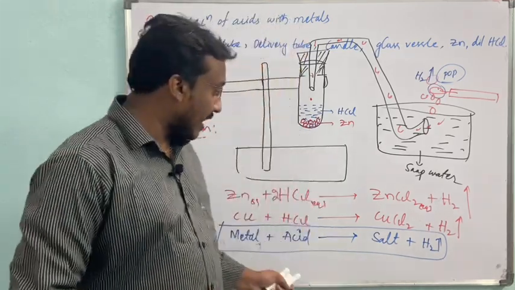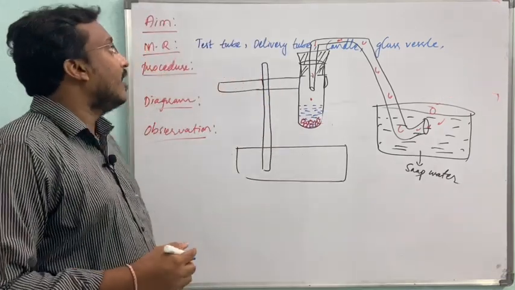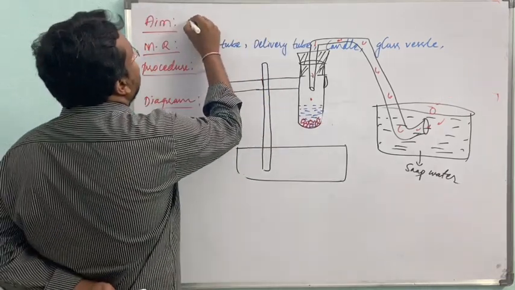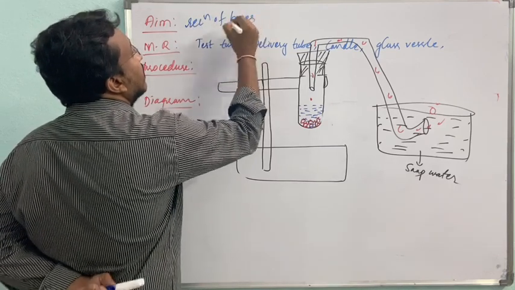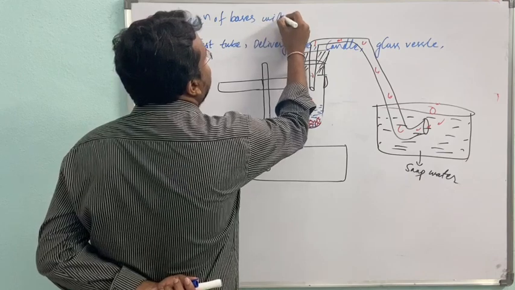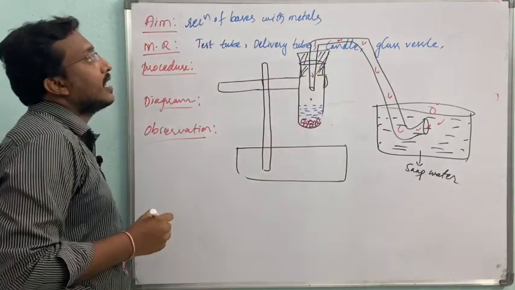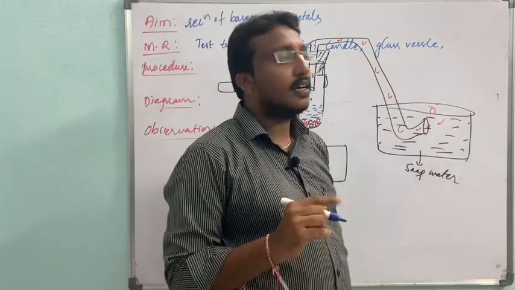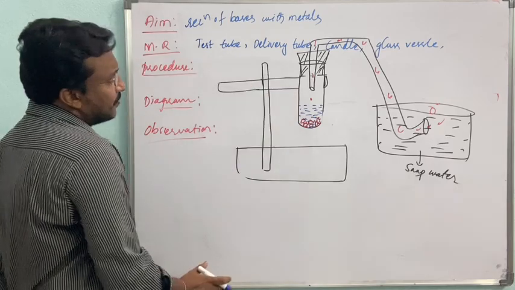Metals are reacted with the bases. Now we are going to do the reaction of bases with the metals. Okay, reaction of bases with the metals. Here the procedure is the same.